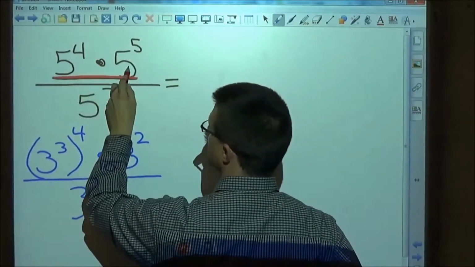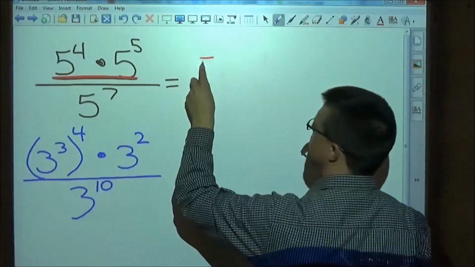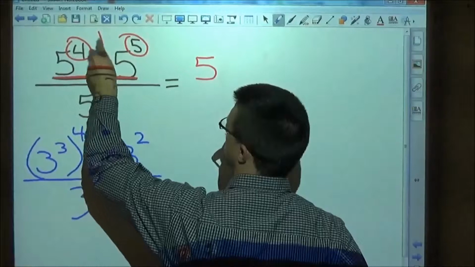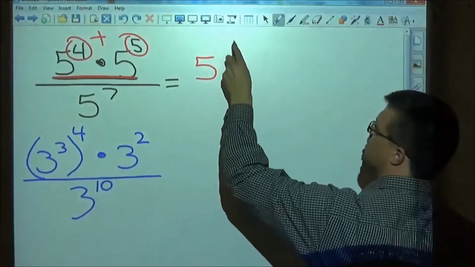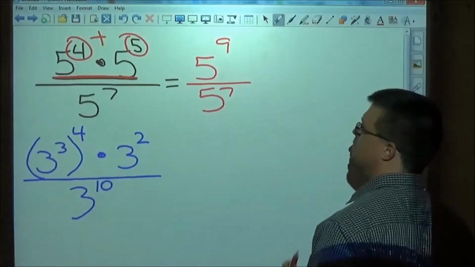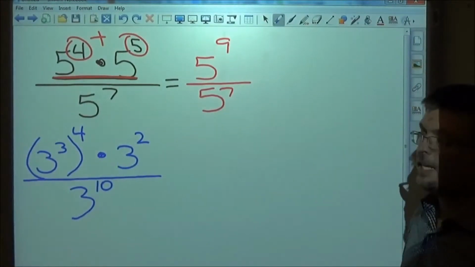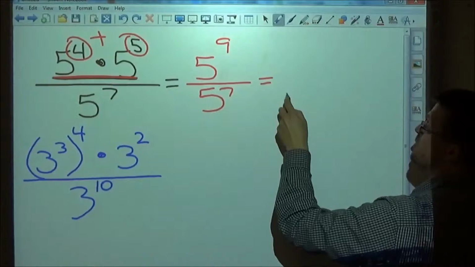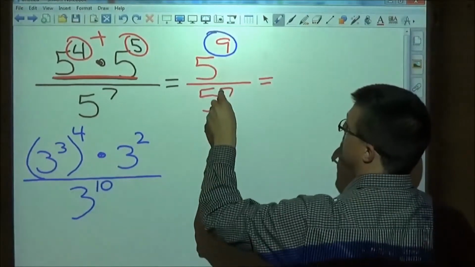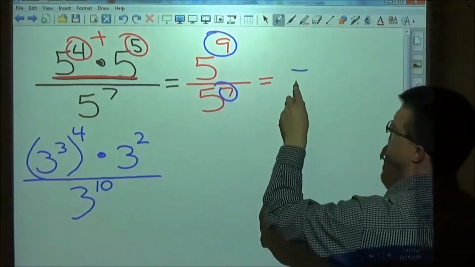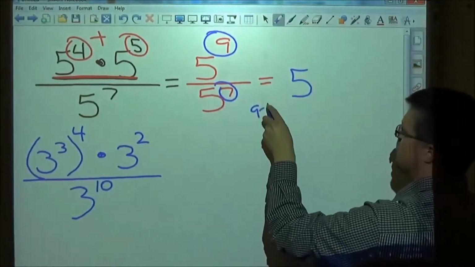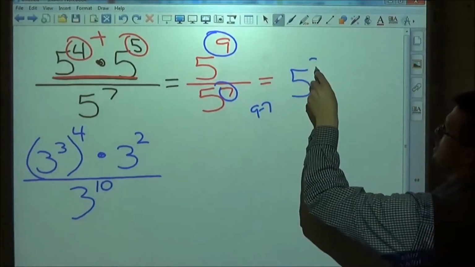We have 5s, like bases, multiply them together. That means we're going to keep our base. What we're going to do to our exponents, we're going to add them. 4 plus 5 is 9. We keep the 5 to the 7th power on the bottom. What rule are we going to do now? The quotient rule. So that means we keep our base since it's the same, so it's 5 to something. 9 minus 7, I'm going to put a little 9 minus 7 right there, is 2.